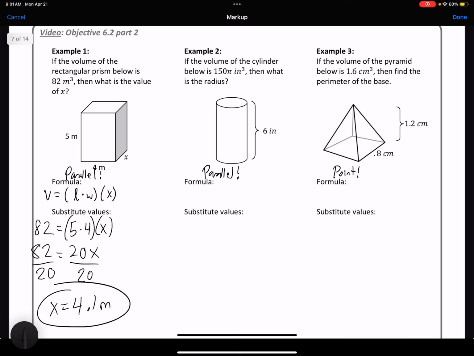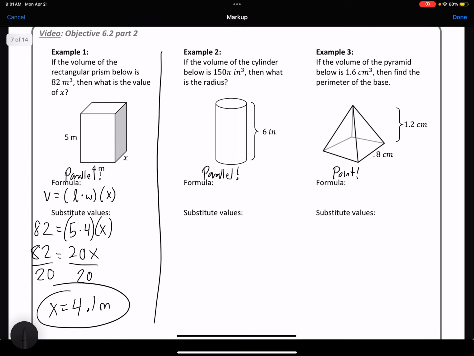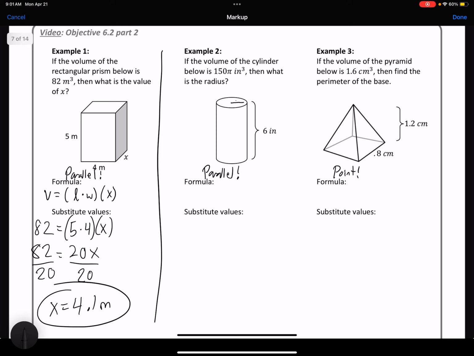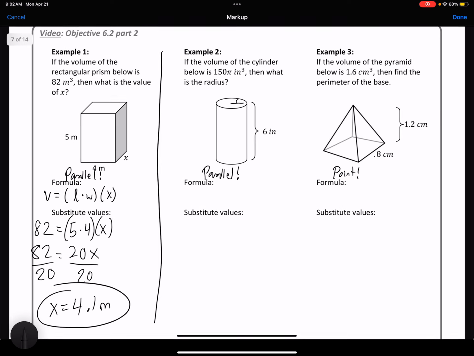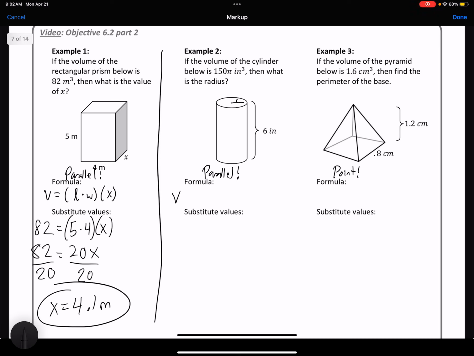Example 2, if the volume of the cylinder is 150 pi, then what is its radius? They say what's its radius, so I'm gonna make a little mark right there. That's its radius. Well, what's the formula? It's a parallel solid, so we don't use 1/3. We just use the area of the base times the height. The area of the base is pi r squared, because it's a circle, times the height.